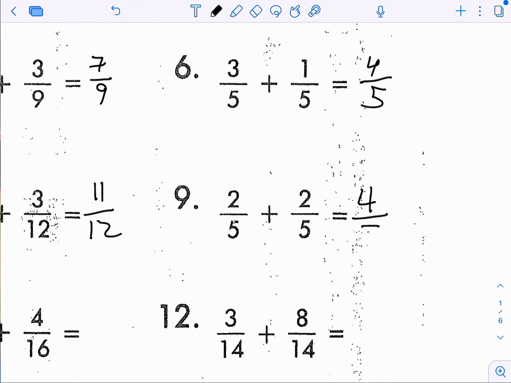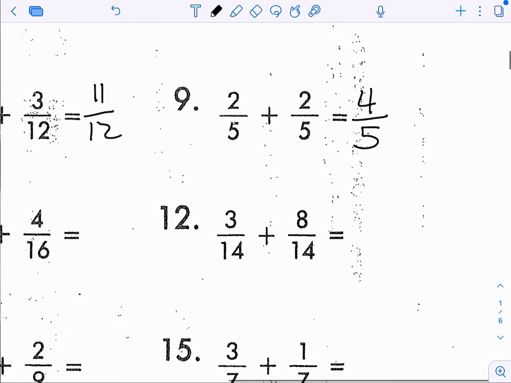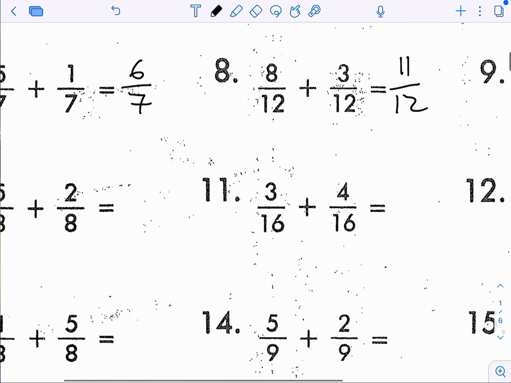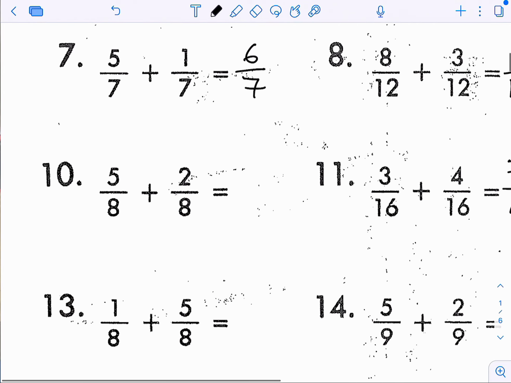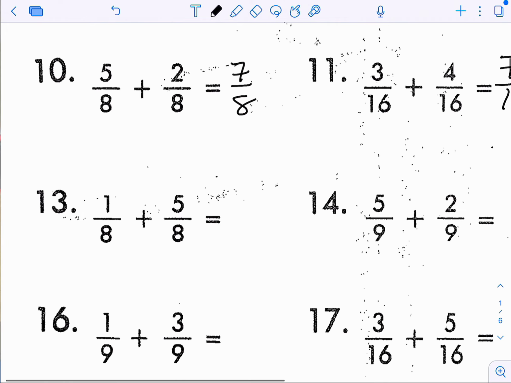2 and 2 is 4, and we're in fifths. 8 and 3 is 11, and we're in 14ths. 3 and 4 is 7, and we're in 16ths. 5 and 2 is 7, and we're in eighths. 1 and 5 were 6, and we're in eighths.